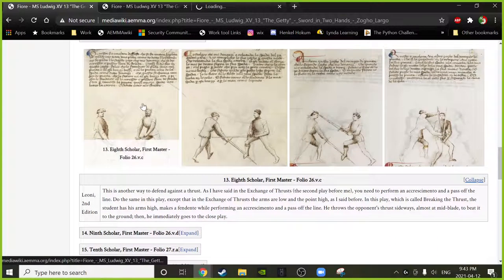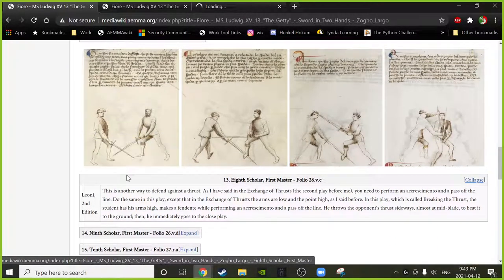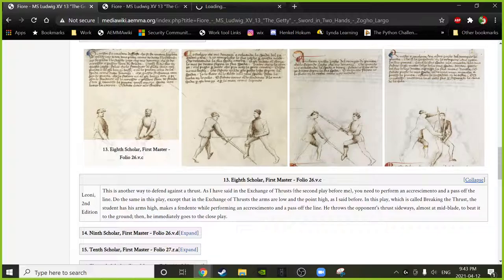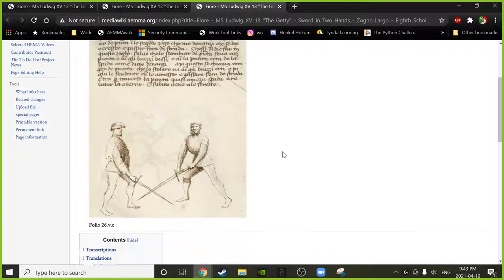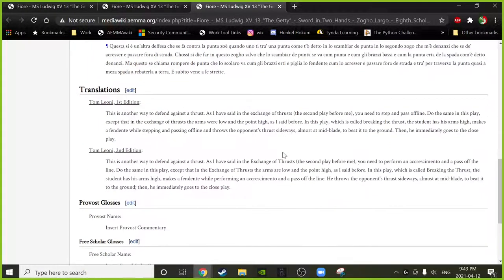So here's the eighth scholar here. We call this the breaking of point. 26VC is the folio. 26VC. And can we have Renat? Oh, the page loaded. Yay! Look at that. Cool. Breaking of point. Renat, would you like to read this one?